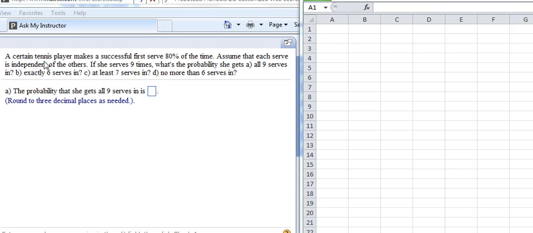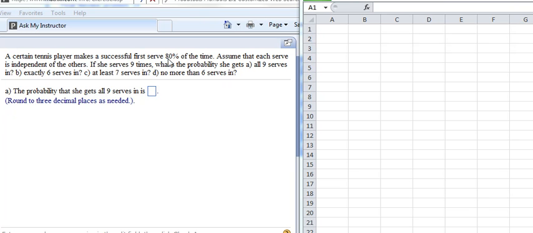Okay, it says a certain tennis player makes a successful first serve 80% of the time. Assume that each serve is independent of the others. If she serves 9 times, what's the probability she gets all 9 serves in, exactly 6 serves in, at least 7 serves in, or no more than 6 serves?